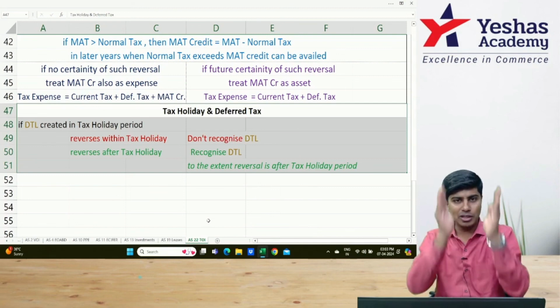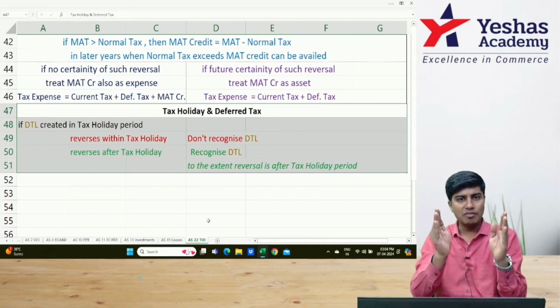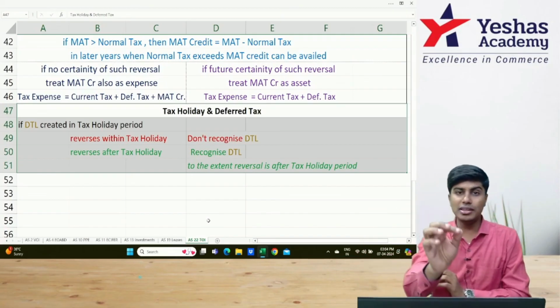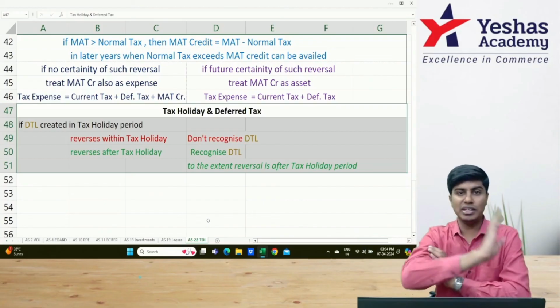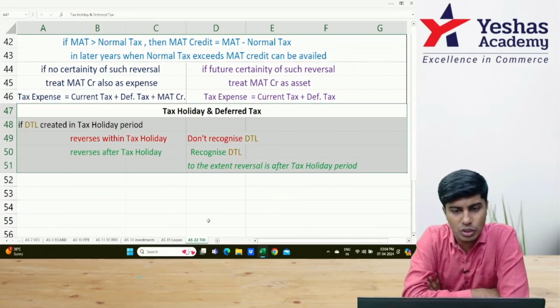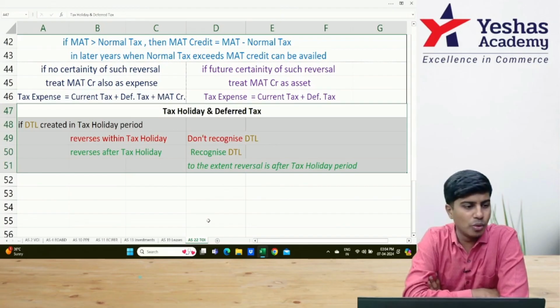No, tax holiday period you don't pay any tax. If deferred tax liability is getting created during tax holiday period and it gets reversed beyond tax holiday period, only then you need to create deferred tax liability. So this is the point that I want you to note with regard to deferred tax liability along with tax holiday. I hope you understood this quick revision of Accounting Standard 22 Taxes on Income.